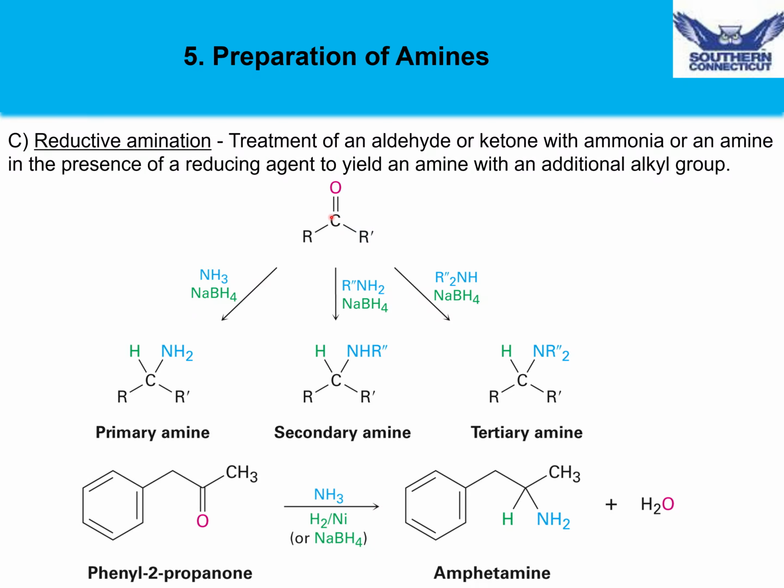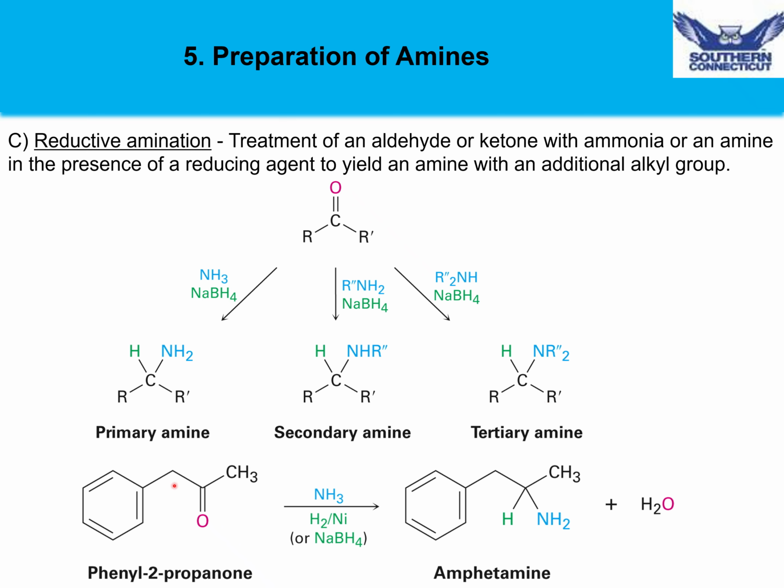Here is a general example using a ketone. If we add ammonia and sodium borohydride, we can end up with a primary amine. The ammonia would replace the carbonyl, give us an imine, which is then reduced. The double bond of the imine is reduced into a single bonded carbon to nitrogen bond. If we use a primary amine instead of ammonia, we end up with a secondary amine. And if we use a secondary amine, we will have now a tertiary amine.